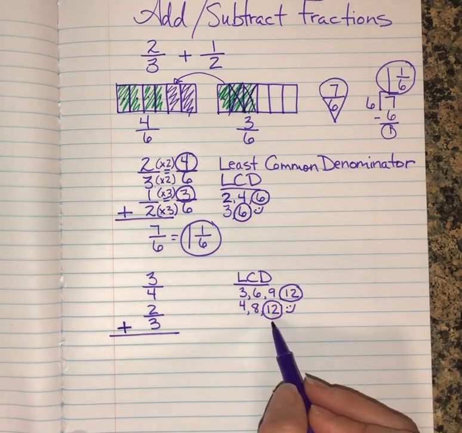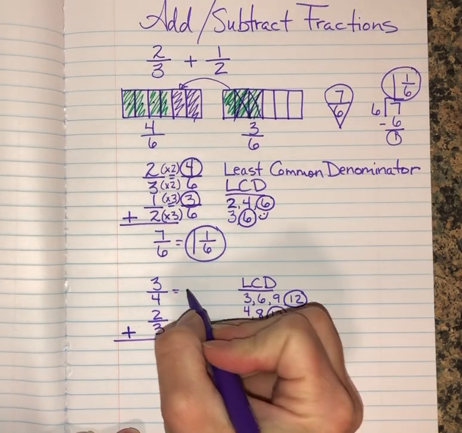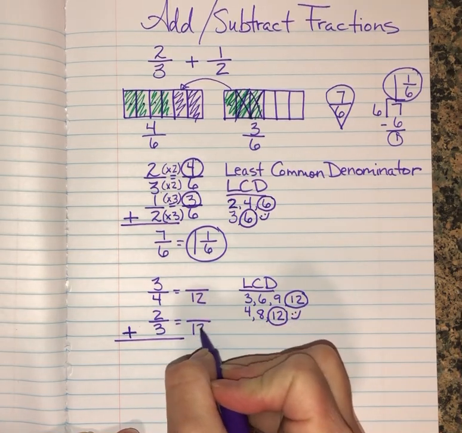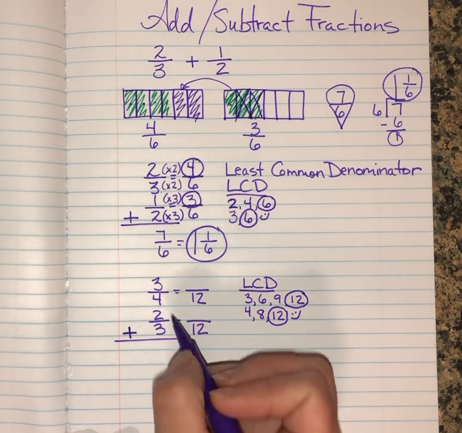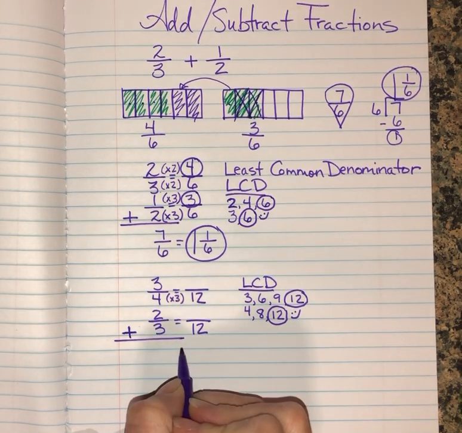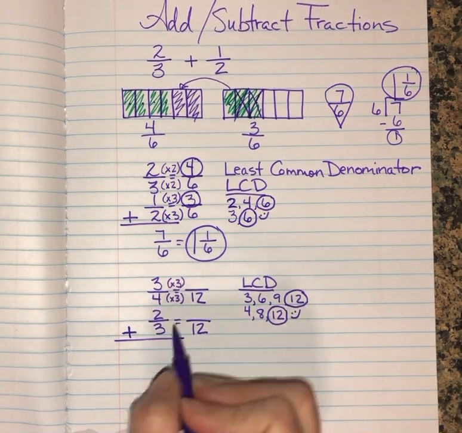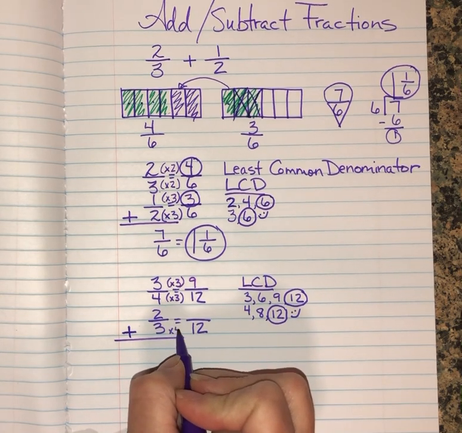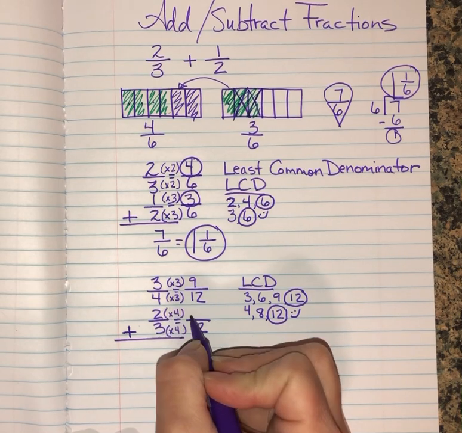So now I know 12 is my winner, and I've got to get these guys dressed up for my fraction party so I can get my answer. They've got to dress up as 12ths. Go ahead and put 12 on the bottom and the top there, and we're going to find an equivalent fraction. I know 4 times 3 is 12. Whatever I do to the bottom, I have to do to the top. 3 times 3 is 9. 3 times 4 is 12. 2 times 4 is 8.